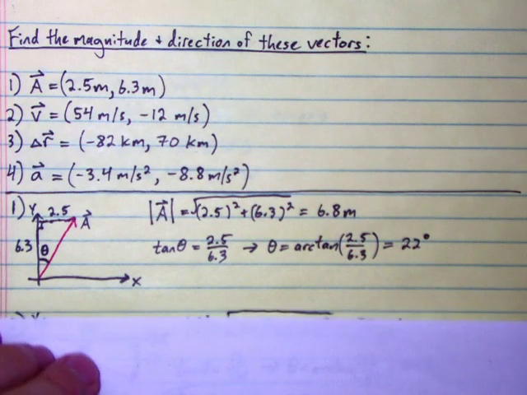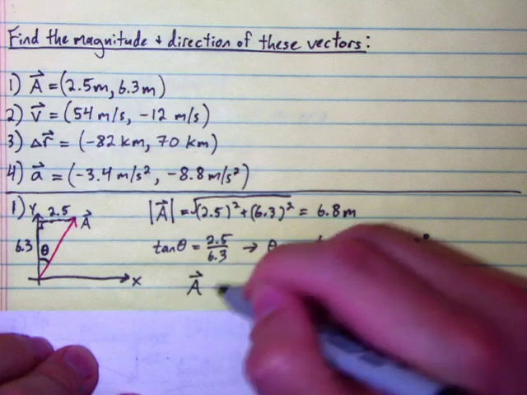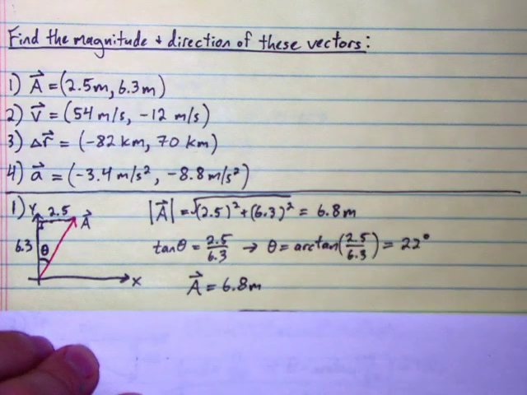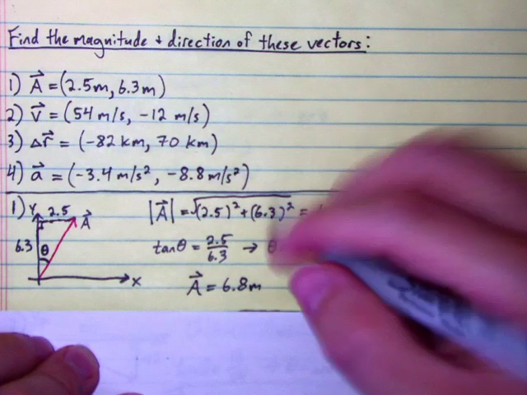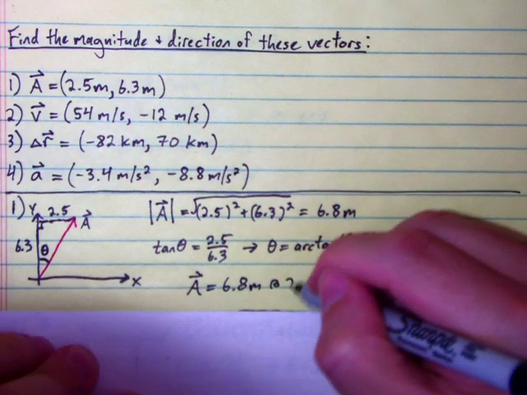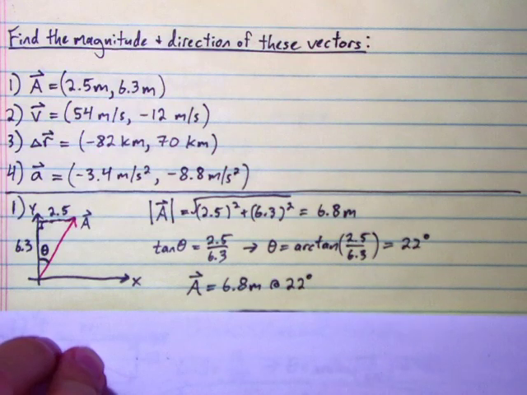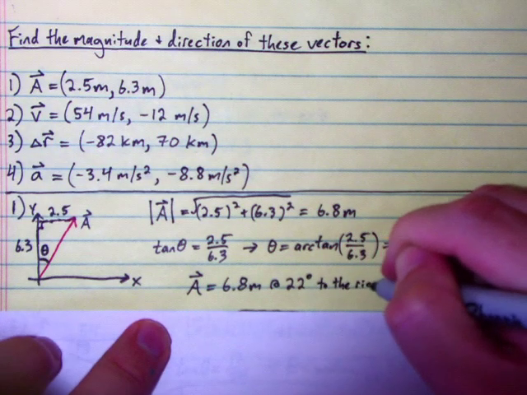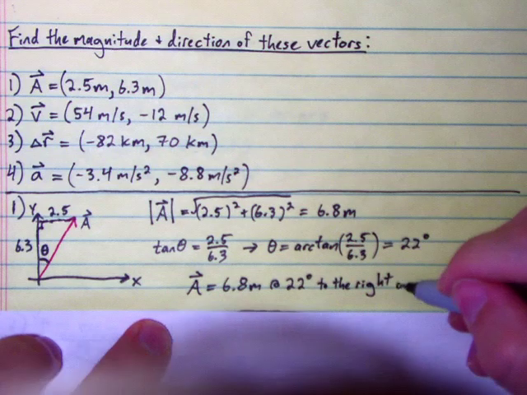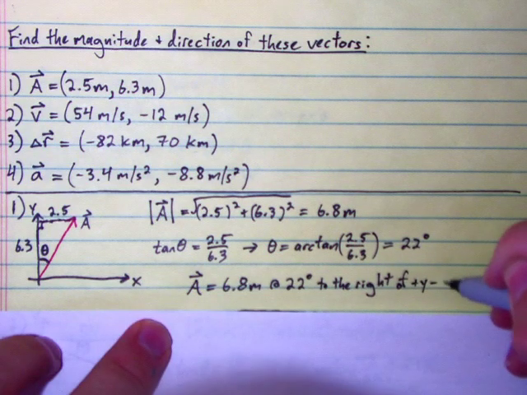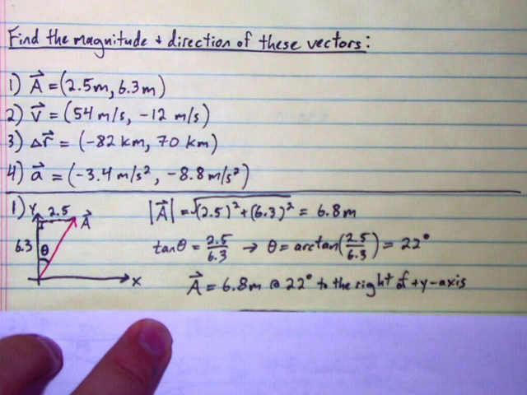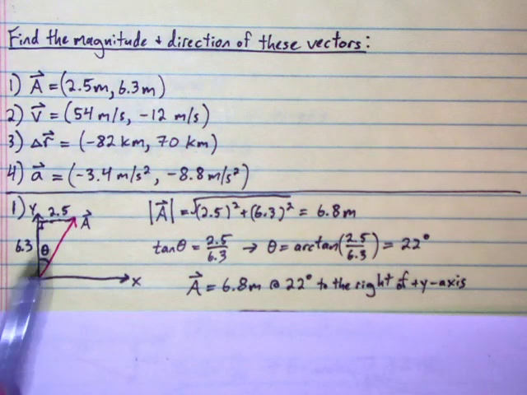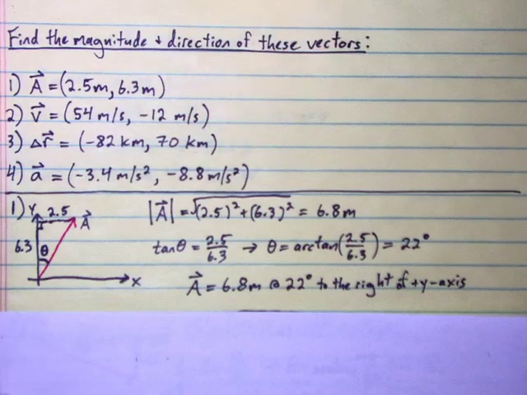So we can write our final answer as the vector A is equal to 6.8 meters. That's the magnitude part. Now the direction part, at an angle of 22 degrees to the right of the positive y-axis. That's how we describe this direction. This is the positive y-axis. We're 22 degrees to the right of it.